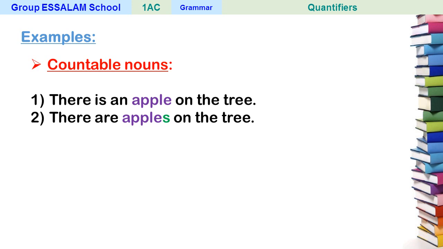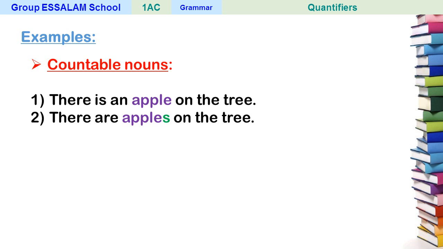Look at the second sentence. There are apples on the tree. So, apple is a countable noun. We can count apples. Yes or no? So, in the first example, there is only one apple. But in the second example, there are more than 2 apples on the tree. Do you understand? So, countable nouns, we can make them plural. In this particular case, I just add S to apples to make plural.